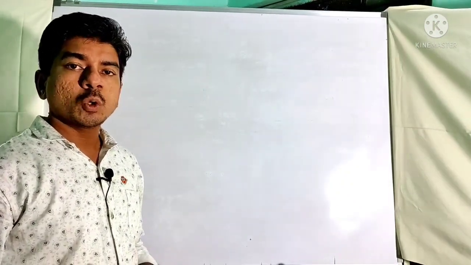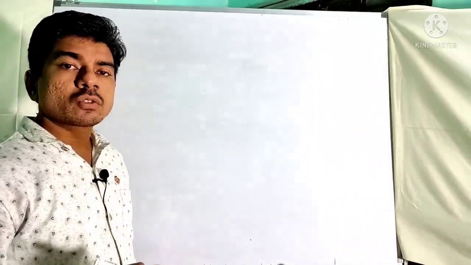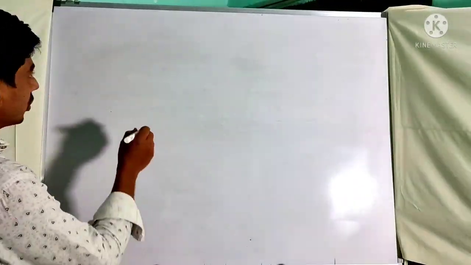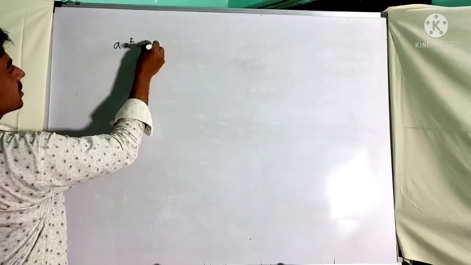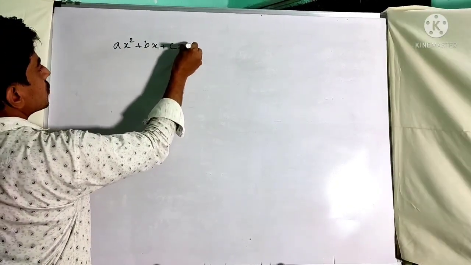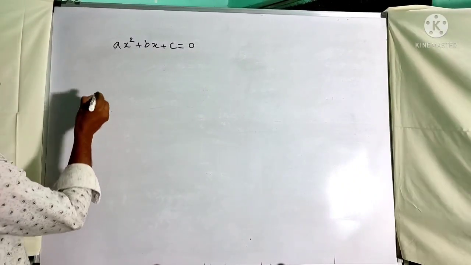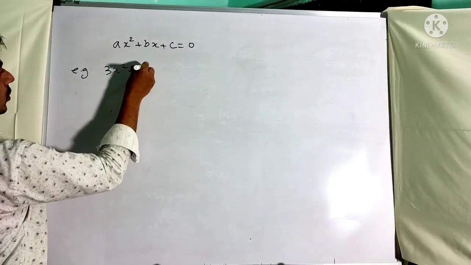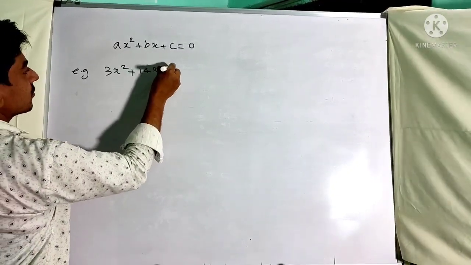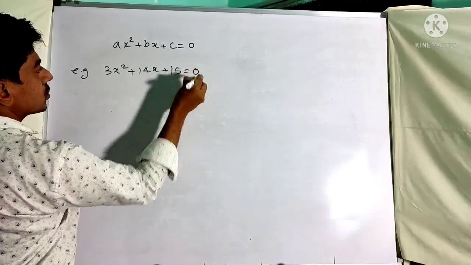Friends, we are here today to understand the shortcut method for solving the quadratic equations. Quadratic equations are written in the general form of ax square plus bx plus c equal to 0. Let's take an example. 3x square plus 14x plus 15 equal to 0.